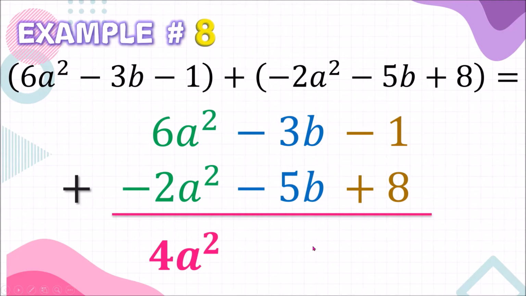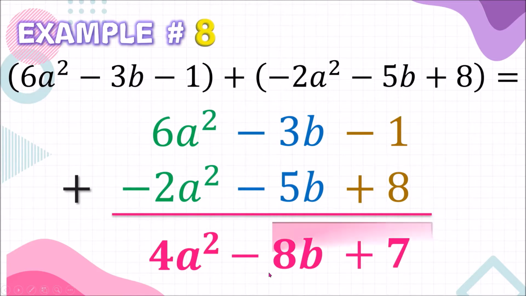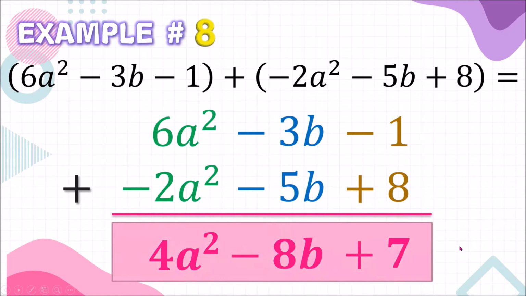Next, negative 3b plus negative 5b. So common variable b. And then same sign, so we need to add 3 and 5, so that is 8, and then copy the same sign. We have negative 8b. Next, negative 1 plus 8. So we have here different signs, so we need to subtract it. 8 minus 1 equals 7, and then copy the sign of the larger integer, which is 8. So we have here positive 7. Final answer, 4a squared minus 8b plus 7.